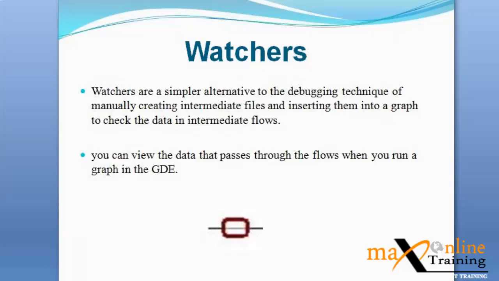So how can we see the data which is flowing between rollup and sort? What we will actually do is insert a file component between those two components. That way, we can see the data which is passing through both components. As an alternative to this method, you can view the data that passes through the flows when you run a graph in the GDE. This is a screenshot which shows a little rectangular item added in the flow.